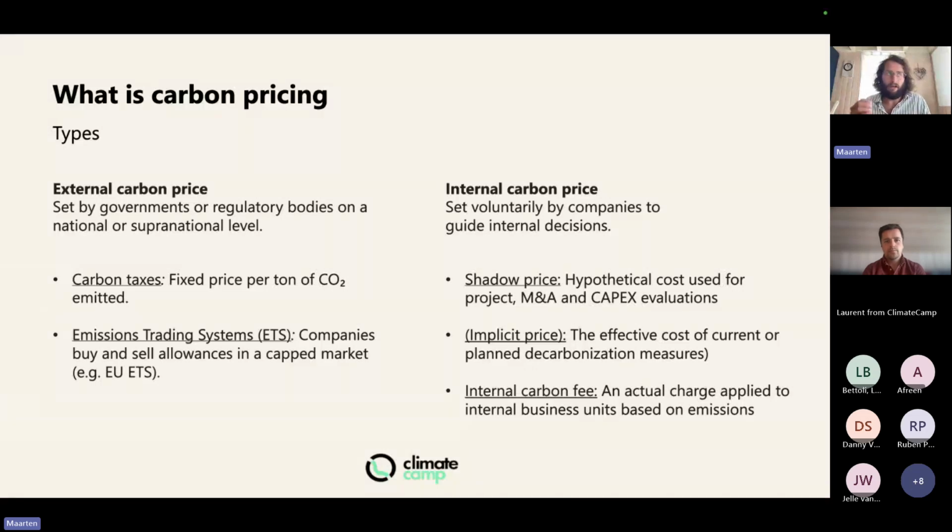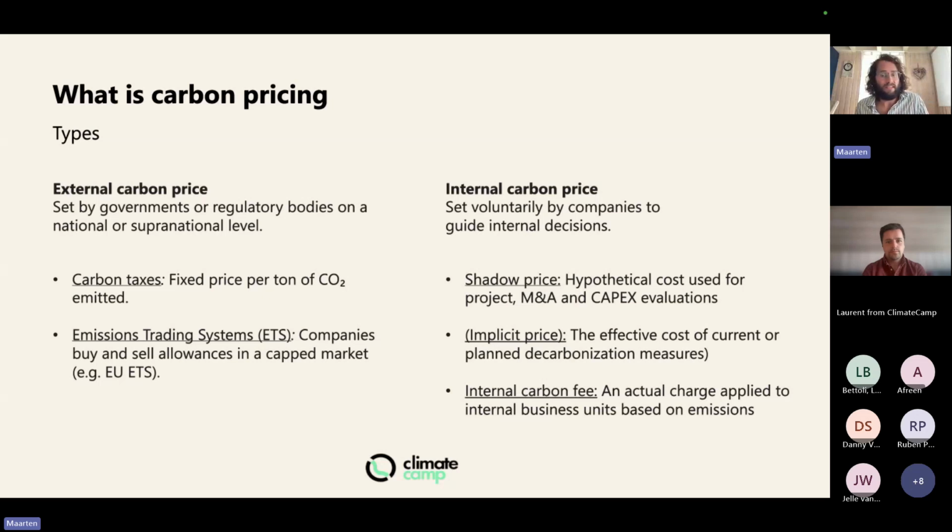So implicit price is a price signal which is used to build up your internal carbon prices, but it is not used one-on-one because it has a lot of variation for region, for type of project, for example. An investment in solar panels might have a vastly different cost associated with it than working together with your suppliers or investing in sustainable transport, for example.